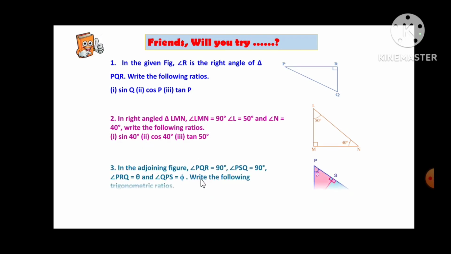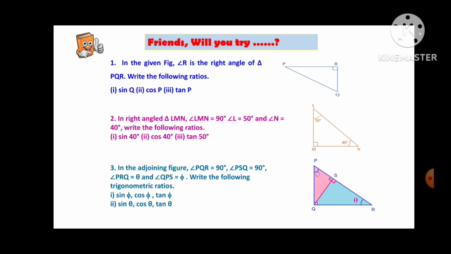Now third, in the adjoining figure, angle Q is 90 here, angle PSQ is 90, angle PRQ, this angle is theta, angle QPS, this is phi. Write the following trigonometric ratios: first, sin phi, cos phi, tan phi. Secondly, by considering this triangle, sin theta, cos theta, and tan theta. I think these are the easy problems that I have already discussed.